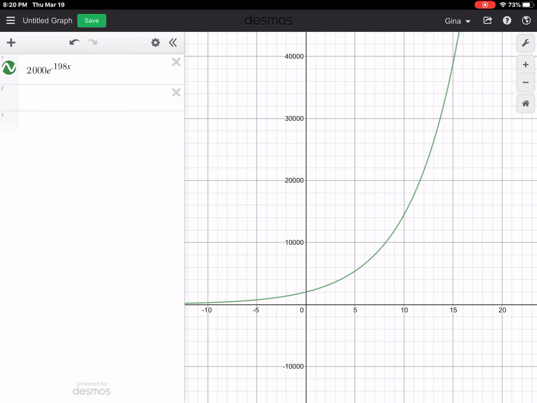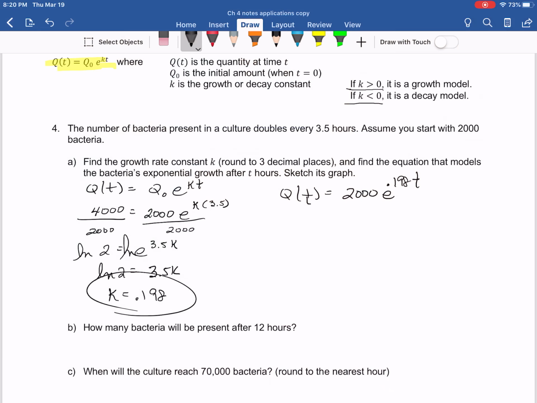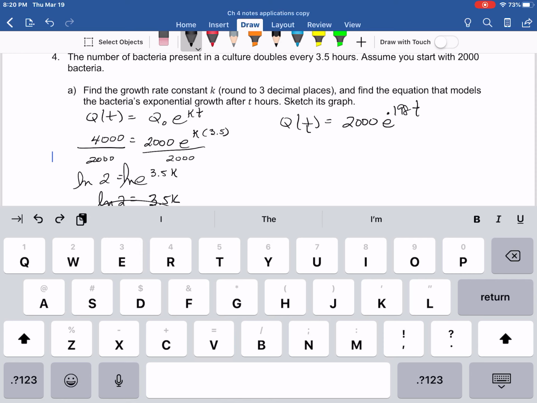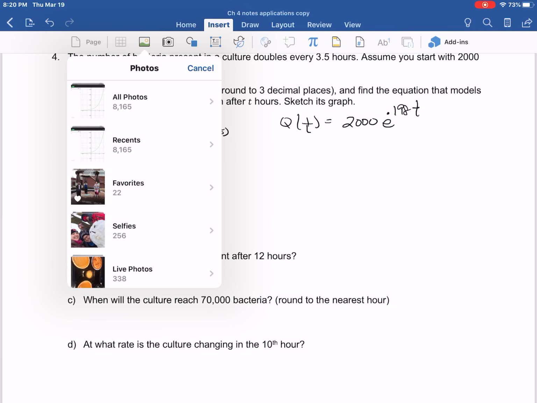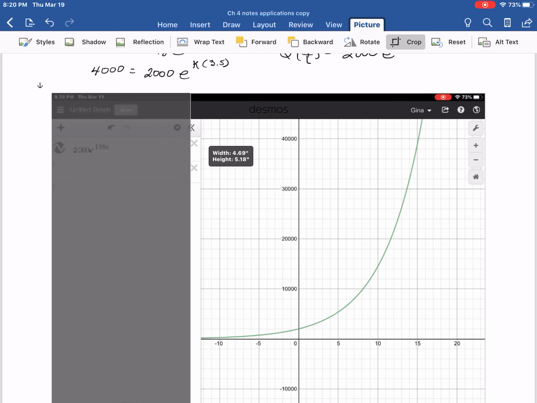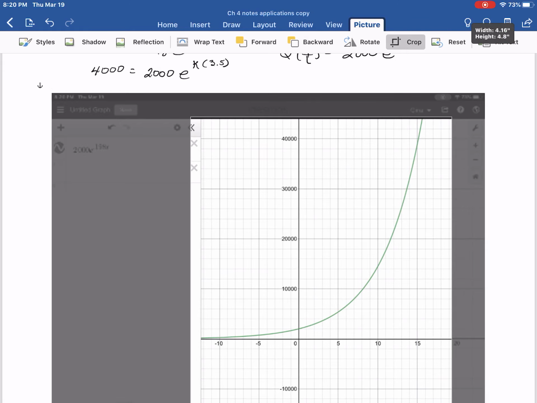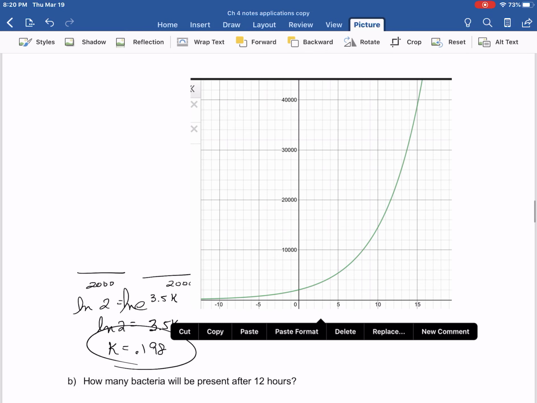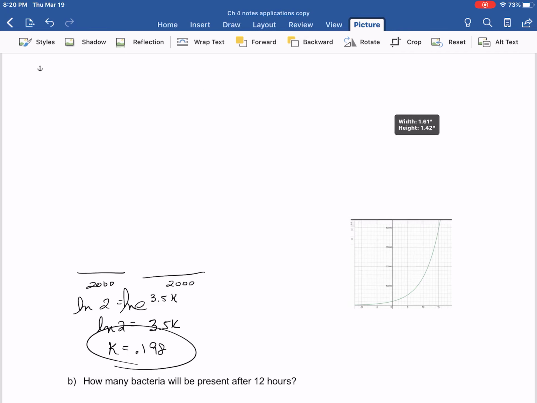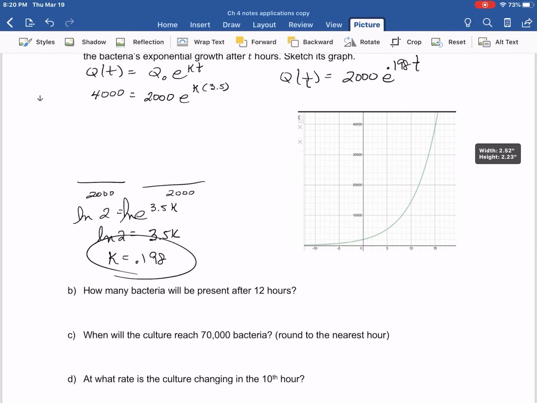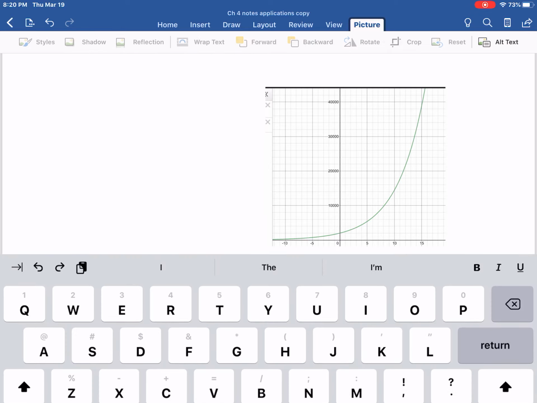And let's see if I can do a screenshot. Yes, and I'm going to bring that over to our document. Put it right about there maybe. Insert this picture, and can I crop it down? That's a bit large. Okay, can you guys still see that? So that is our graph of our model that we just found.